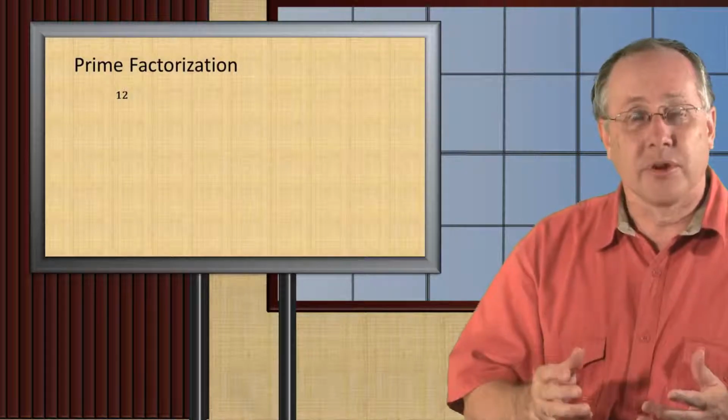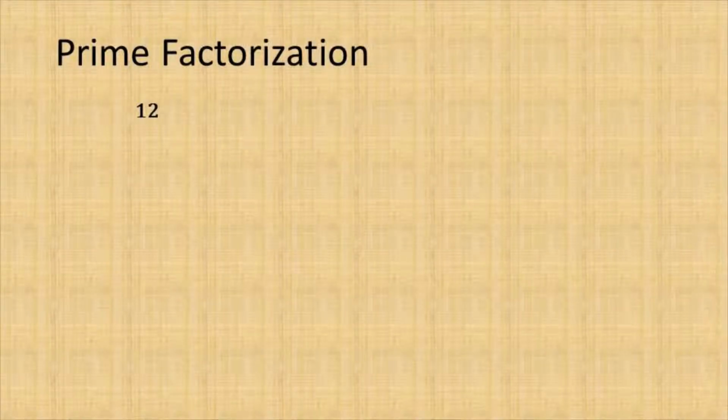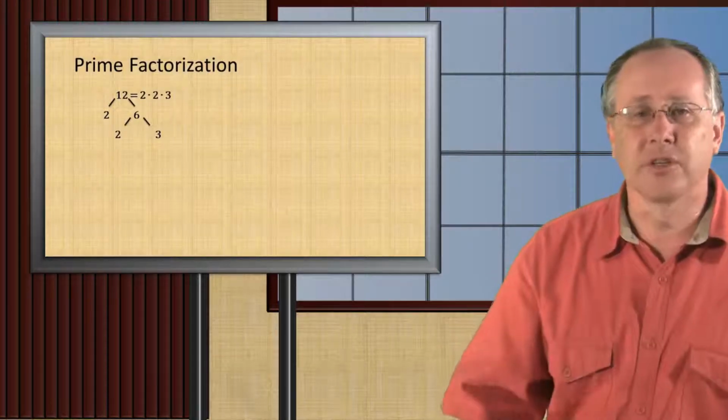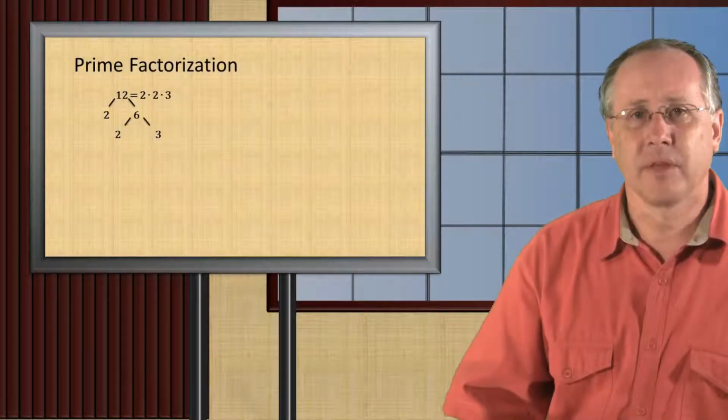Well, we start with the number 12 and ask, does 2 go into 12? And it does. It's 2 times 6. And then we ask, does 2 go into 6? And it does again. It's 2 times 3. And so 2 and 2 and 3 are all primes. And so 12 is 2 times 2 times 3. That's how it breaks into a product of primes.